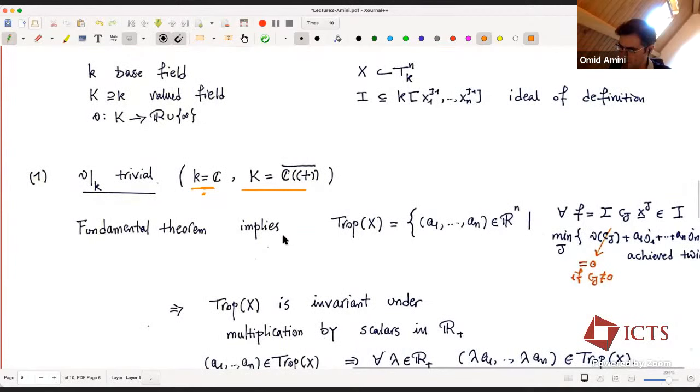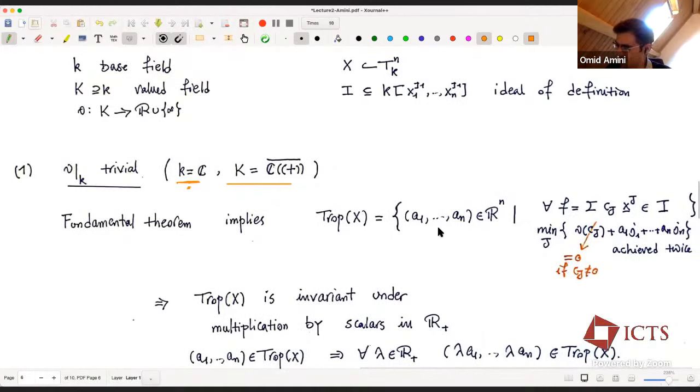As we saw, the fundamental theorem implies that the tropicalization of X is the set of all the points in R^n such that for any Laurent polynomial F in the ideal of definition of X, this minimum is achieved at least twice. But the c_j are elements of C, so the valuation of c_j is trivial, so you can forget it, and you just get a linear form. This is a function which is linear in the coordinates a_1, ..., a_n, and the coefficients j_1, ..., j_n are given by the exponents of j. So this gives you an integral linear function on R^n.